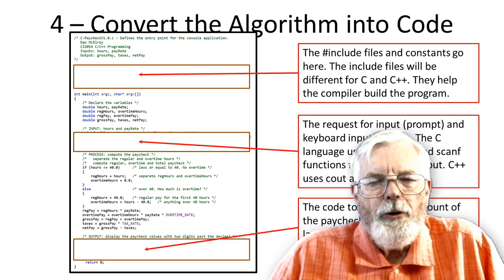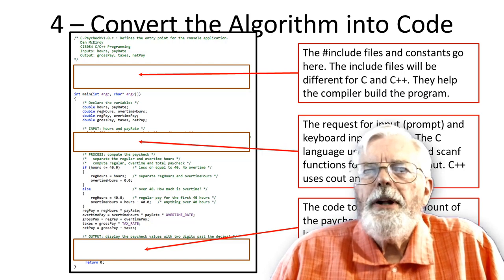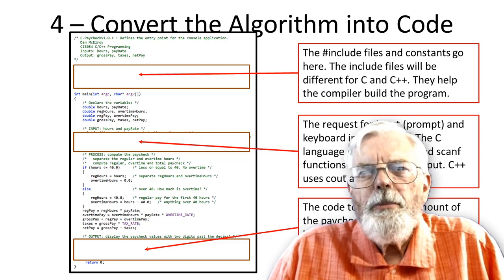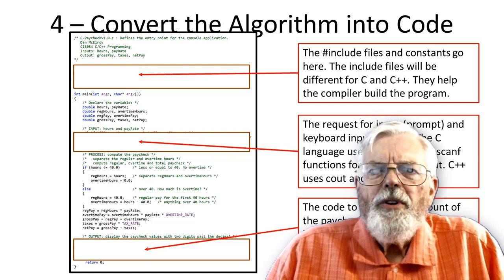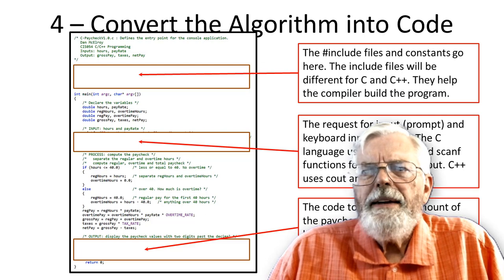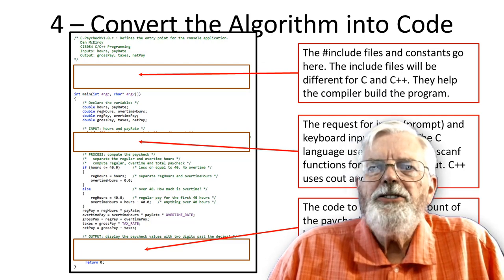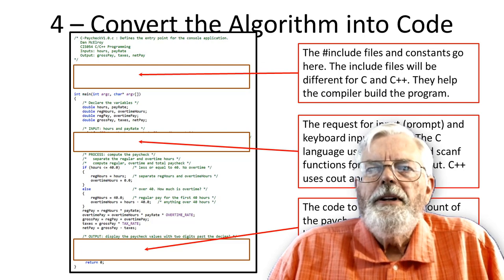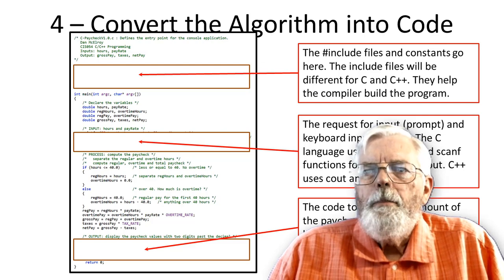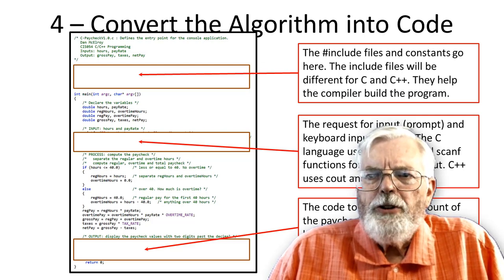Next, convert the algorithm into code. The C and C++ programs are very similar. All the logic for determining the regular and overtime hours, computing the gross pay, taxes, and net pay are exactly the same for both languages. The big difference at this point is just the input and output statements. I've placed square boxes where there's difference between the C and C++ code.